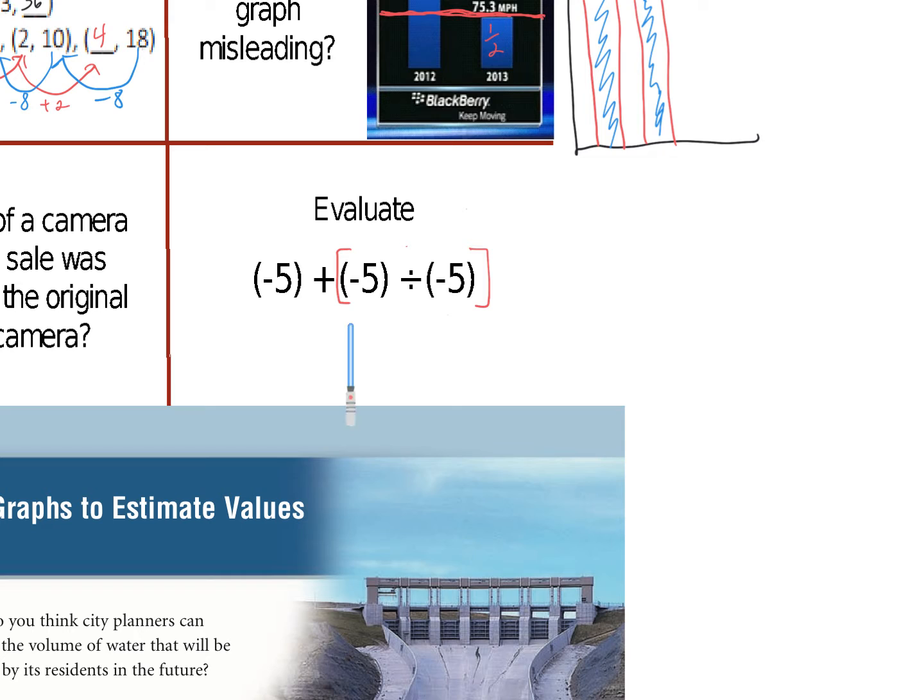So I would work out -5 divided by -5, and what that would leave me with is I'm going to have this -5 from here plus -5 divided by -5 equals 1. Because any number divided by itself would equal 1. So I'm left with -5 plus 1. -5 plus 1 equals -4. So the answer to this question is -4.